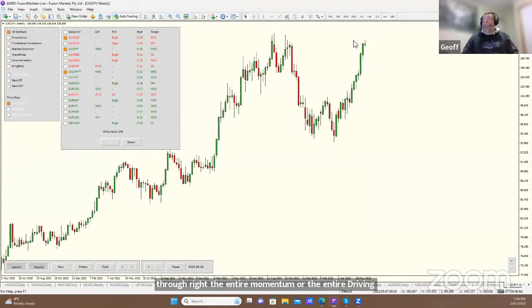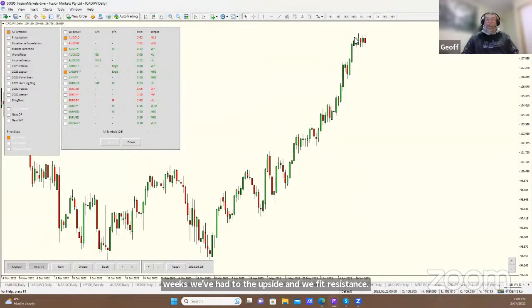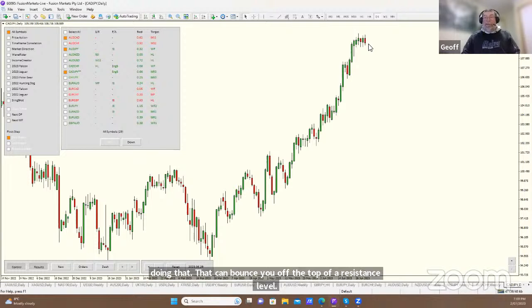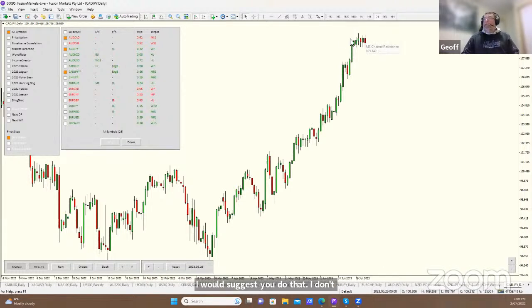Yet I can't go long here because of how many successive weeks we've had to the upside and we've hit resistance. So do I trade it short? Well, if you've got a method of doing that can bounce you off the top of a resistance level, I would suggest you do that. I don't have that method. I would much rather wait for a reversal pattern.